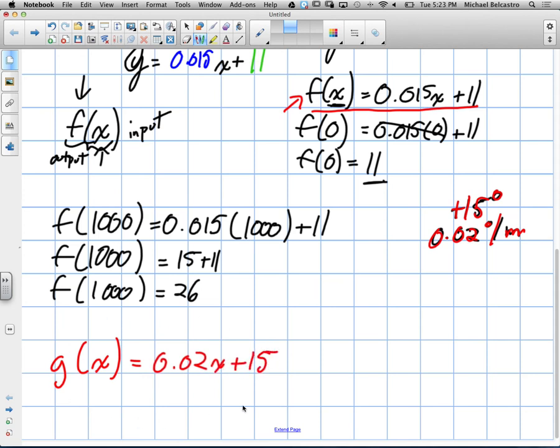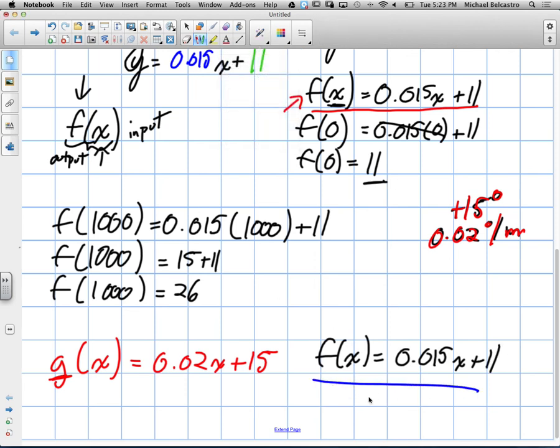So g at x, this g is a completely different function. G at x is equal to that, while f at x is equal to 0.015x plus 11. So the idea here is within these two equations, I can see without really having any other background that we're comparing the same variable, but in two different equations. This equation, which we can clearly see, is different than this equation here. And depending on what we plug in, our temperatures will change, right?